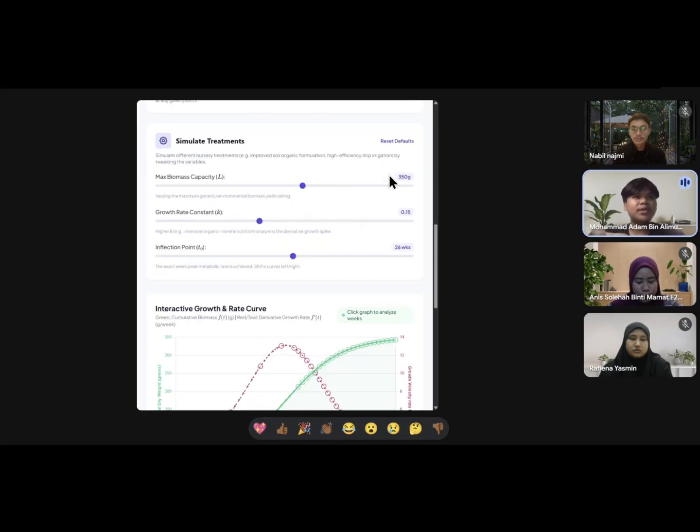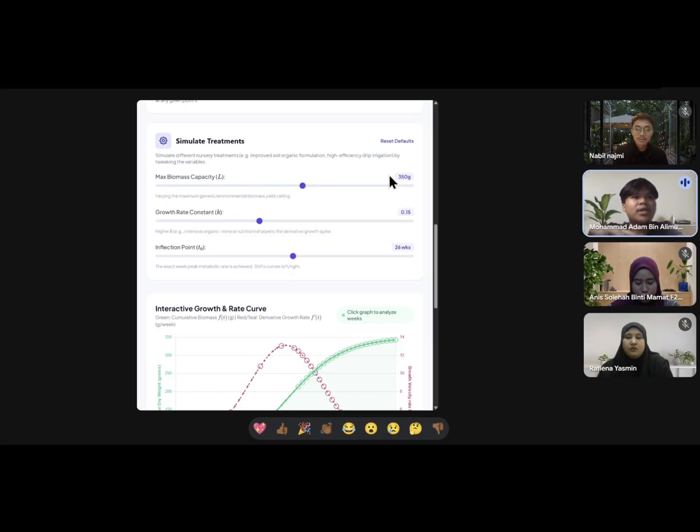The simulator treatments are, first, the max biomass capacity, L. This value represents the maximum biomass an oil palm seedling can potentially reach under certain environmental and genetic conditions. If we increase L to the right, the biomass becomes higher, which may represent improved soil quality, better genetics, or more favorable growing conditions.